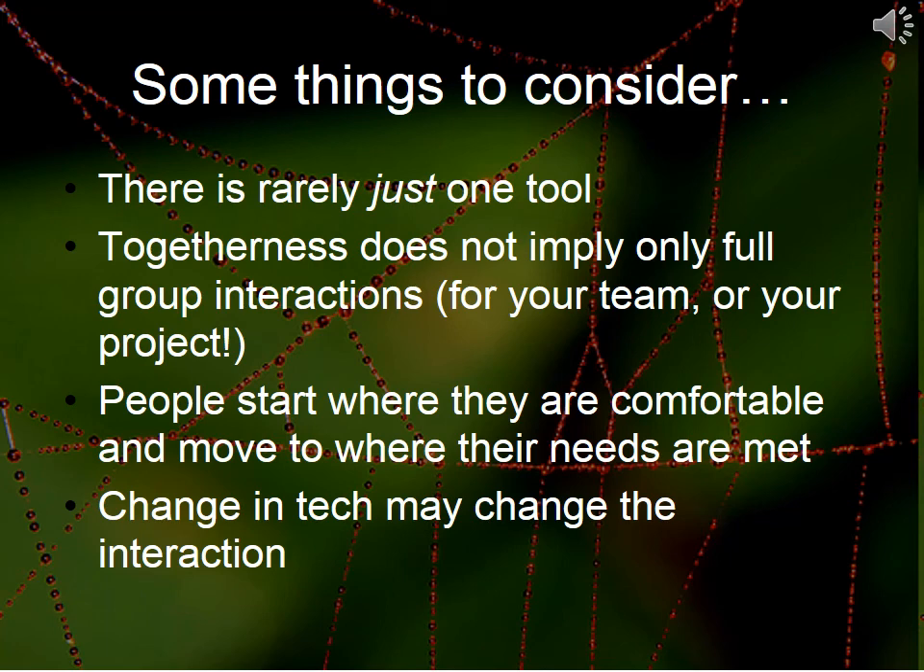When you think about that community orientation, togetherness in that community does not imply only that everybody does everything all the time, but people splitting apart and doing things independently, but then coming back together and sharing what they're doing. And this applies to your team, and it could very well apply to your client project as well. People start where they're comfortable, and then they can move to where their needs are met, but don't push them too far out of their comfort zone. And also, when you change technology, it may change the social interaction. Remember that comment at the beginning of this conversation? Technology and social together have changed what it means to be together, and they interact with each other.